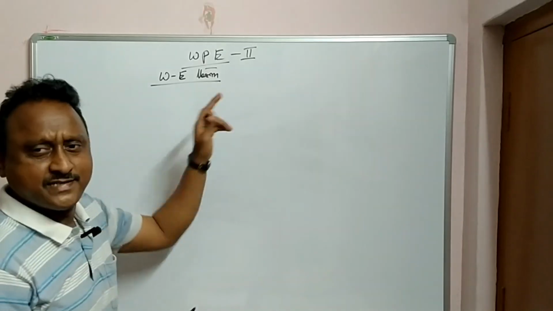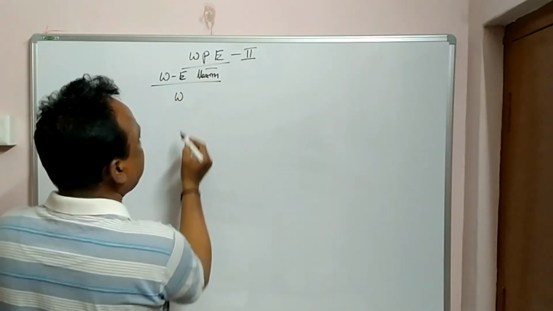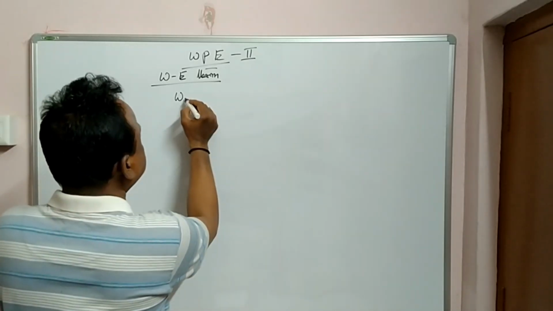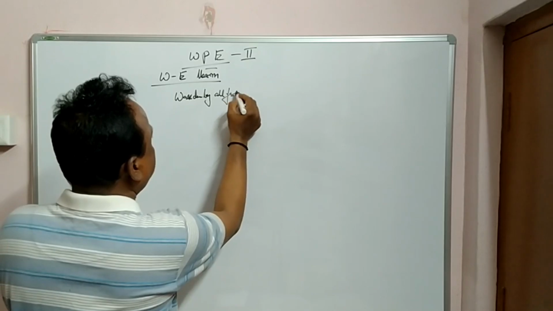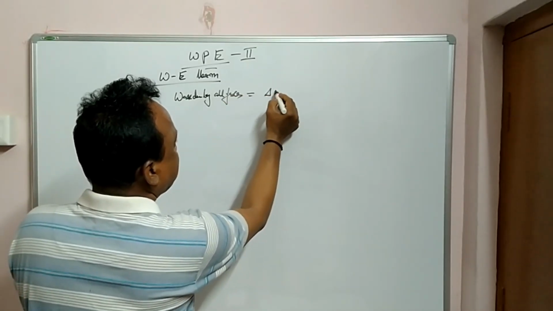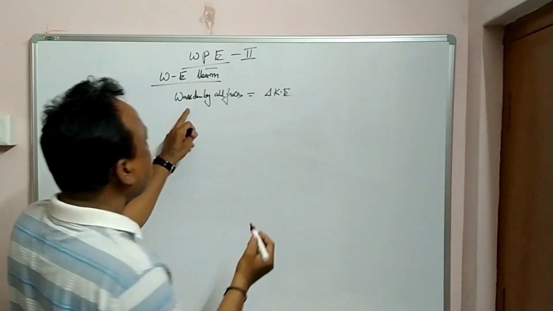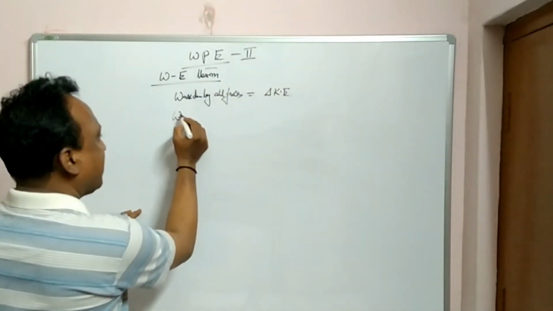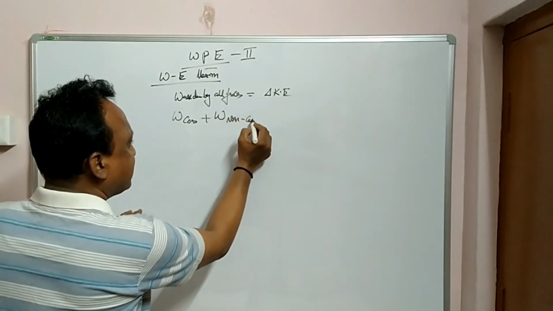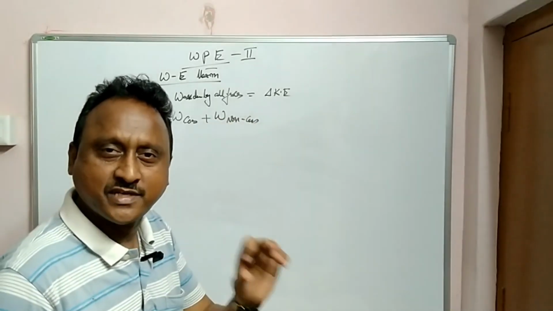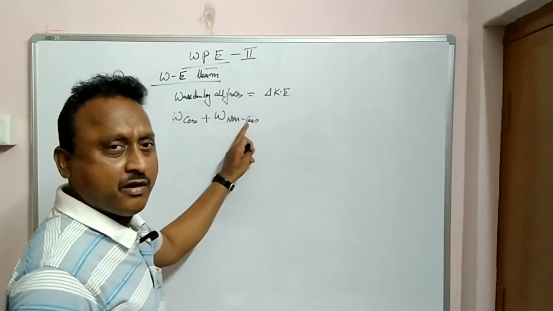Now what is the work energy theorem? Very simple. See here. Work done by all forces is equal to change in the kinetic energy, delta KE. ఆల్ ఫోర్సెస్ అంటే ఏంటి ఇక్కడ? Work done by conservative forces plus work done by non-conservative forces.